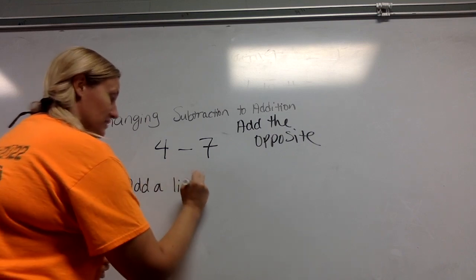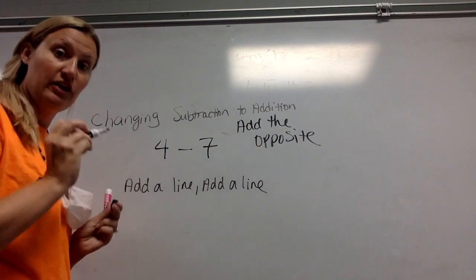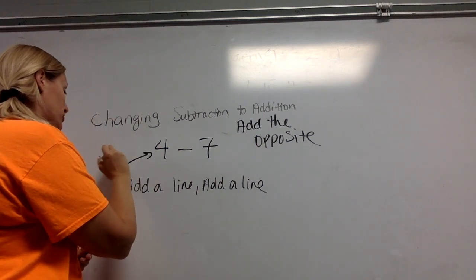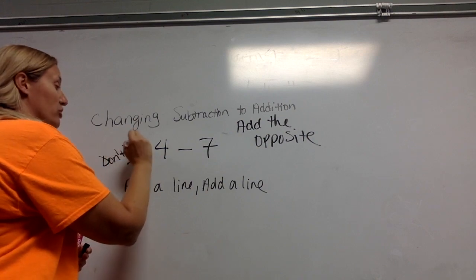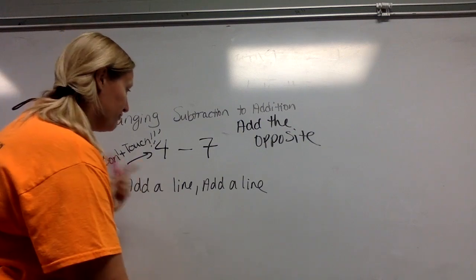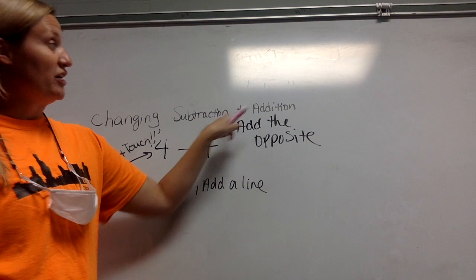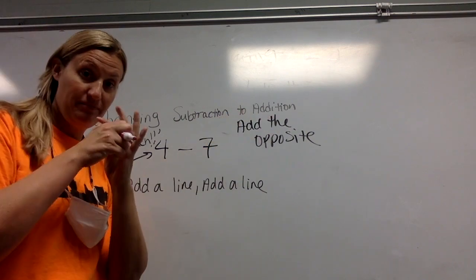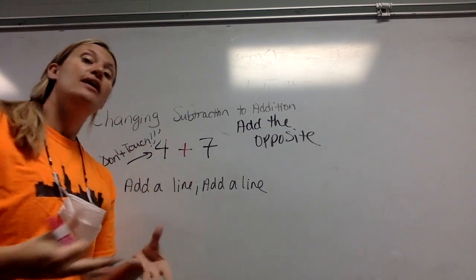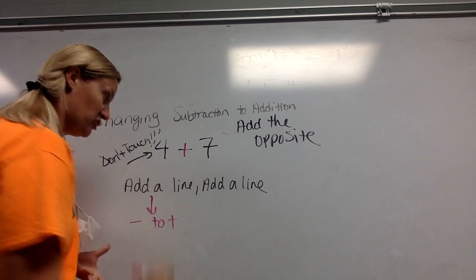We're going to add a line, okay? The first thing, and I cannot emphasize this enough, you don't touch the first number ever, ever, ever. Leave the first number alone. Our first add a line is, we're simply going to do exactly this. We're going to change our subtraction sign to an addition sign. So we're going to add a line, and that changes the subtraction to addition. So this changes our subtraction to an addition sign.